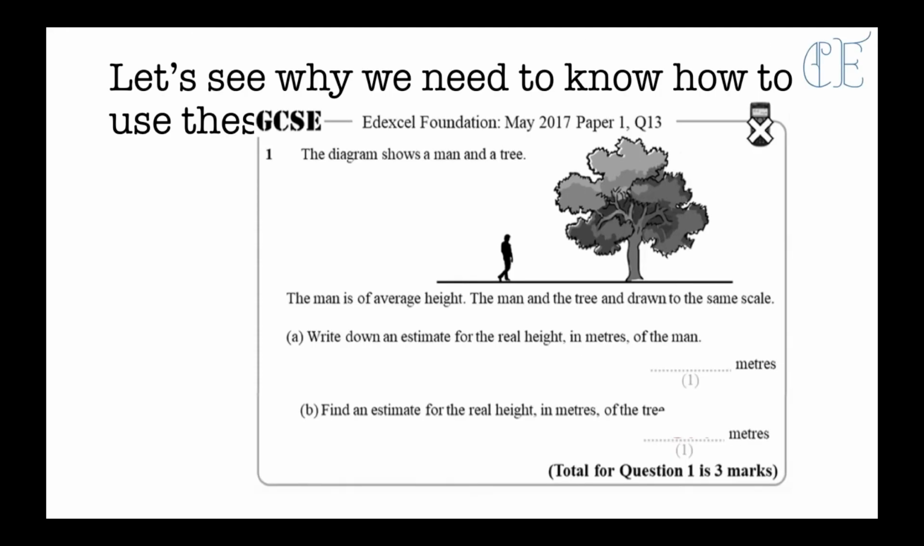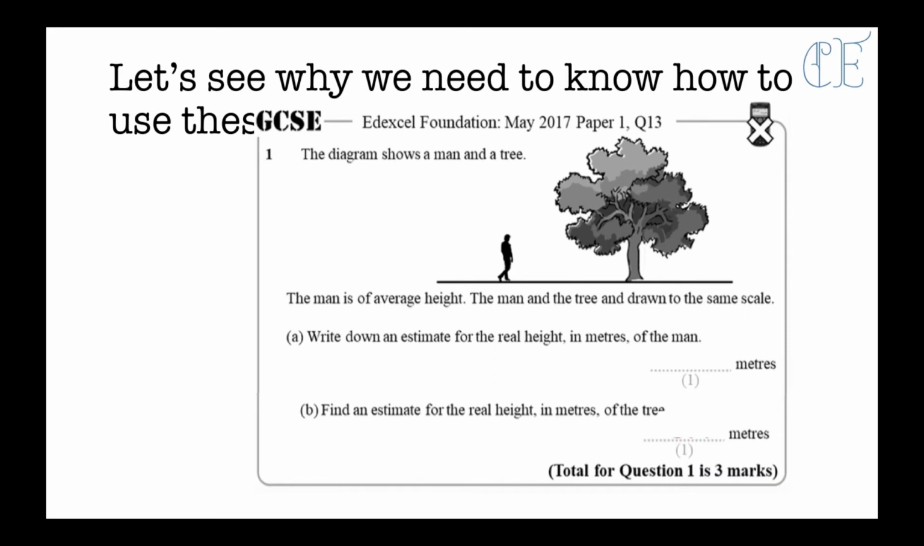So why don't you pause the video and have a little go at some of these questions. They're a little bit different, but the same kind of concept. If you pause the video, it says that the diagram shows a man and a tree. The man is of average height. The man and the tree are drawn to the same scale. Write down an estimate for the real height in metres of the man.